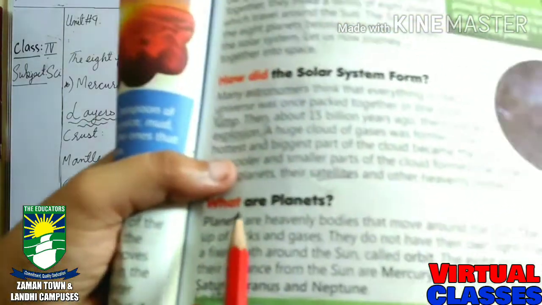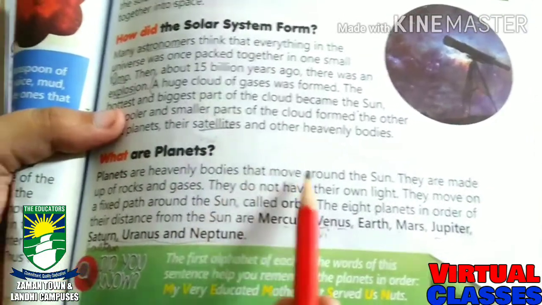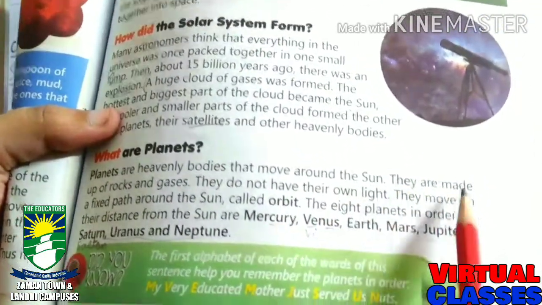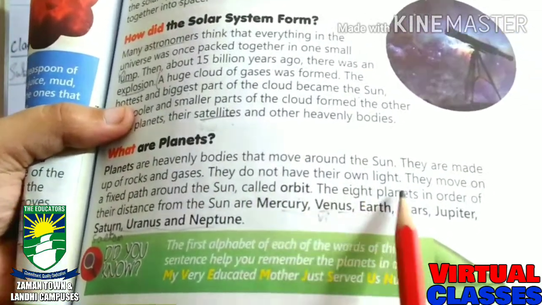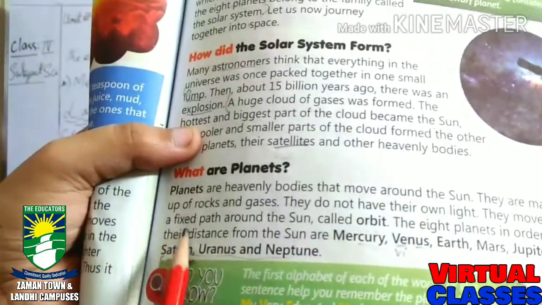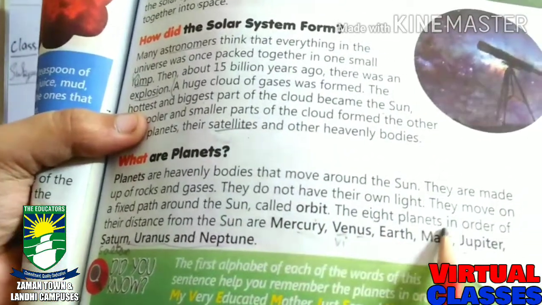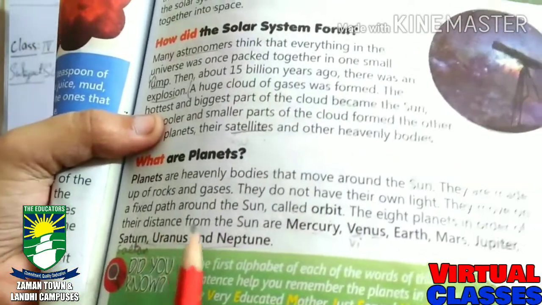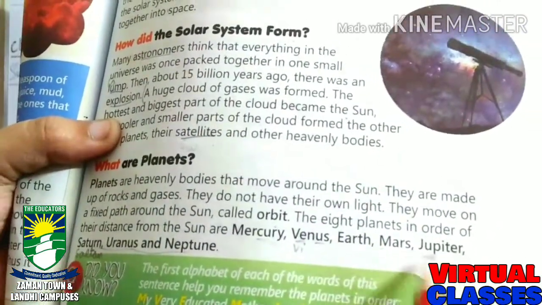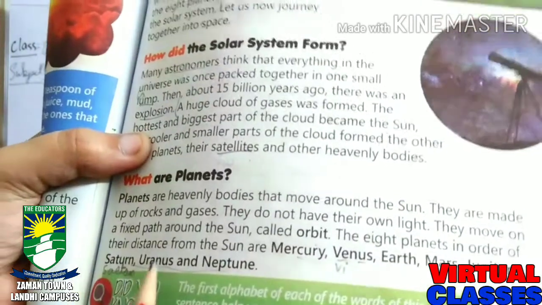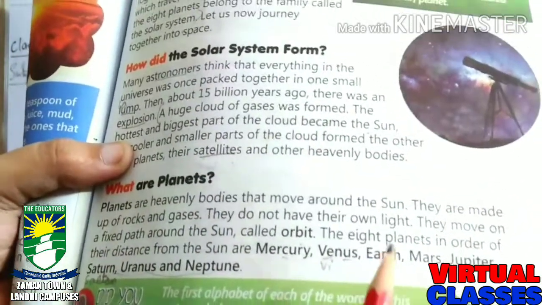Now planets. What are planets? Planets are heavenly bodies that move around the sun. They are made up of rocks and gases. They don't have their own light. They move on a fixed path around the sun called orbit. The 8 planets in order of their distance from the sun are Mercury, Venus, Earth, Mars, Jupiter, Saturn, Uranus and Neptune. You have to learn these 8 planets' names.